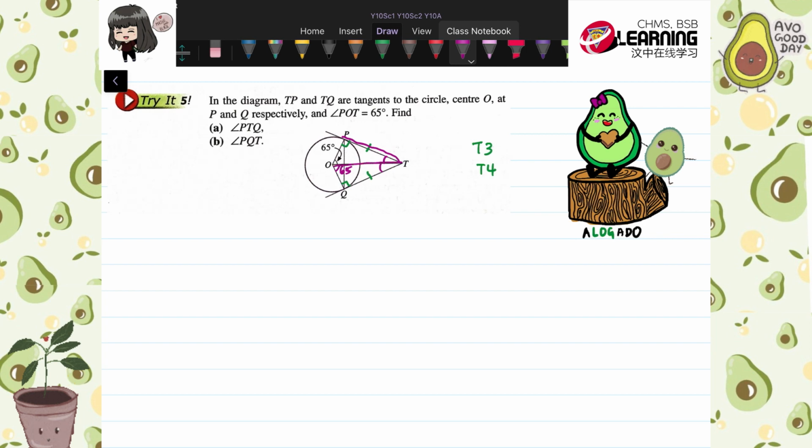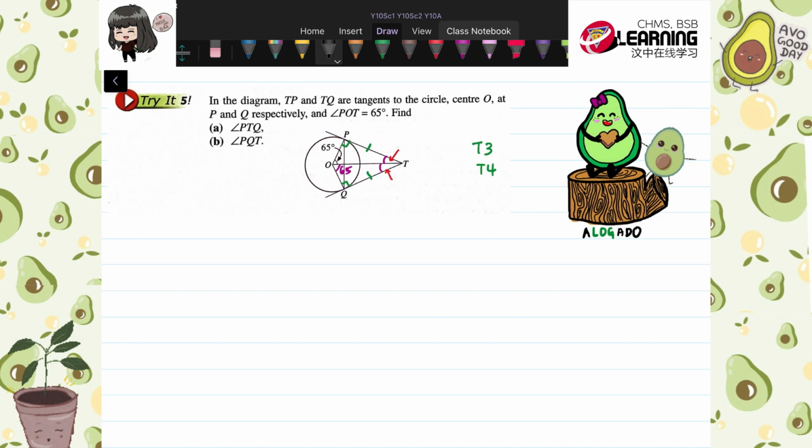So method 1, you find PTO first. Okay, and then you times 2, because there are two angles here, one angle and one angle. Or you can use, this is a quadrilateral, 4 sides. 360 minus 90 minus 90 minus 65 minus 65. Then you will straight away get this PTQ. Okay, whichever method that you want.